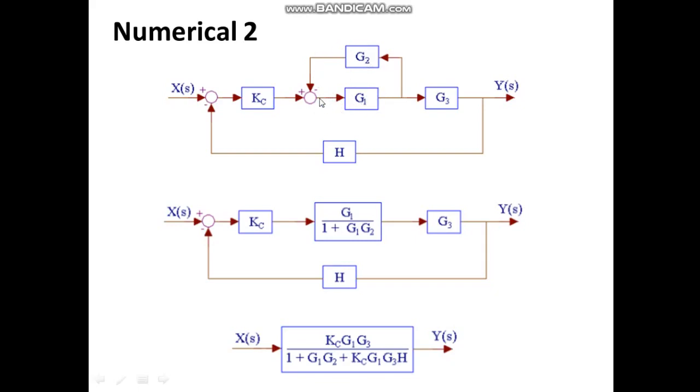Now because of elimination of this particular minor feedback loop, Kc, this particular term and G3 will come in series, so we can take direct multiplication as Kc into G1 into G3 divided by 1 plus G1 G2. Now after taking multiplication of all these three terms, we can see again a minor feedback loop with feedback H which has negative sign, so we can directly write this as Kc into G1 into G3 divided by 1 plus G1 into G2 plus Kc into G1 into G3 into H. So this is how the transfer function of this particular numerical can be written.